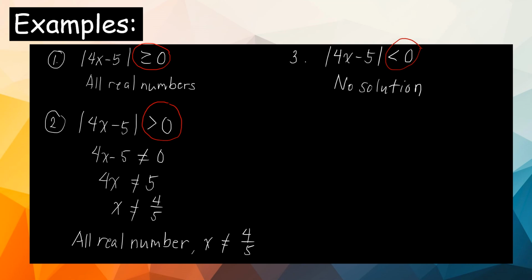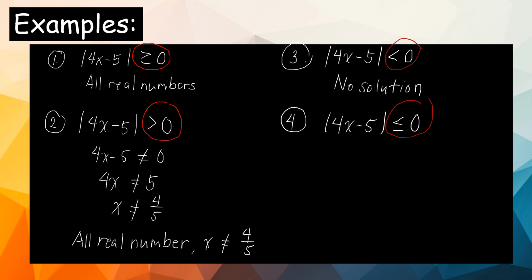Okay, let's have the last example for this. So again, I'll use 4x minus 5. But this time the inequality that I will use is less than or equal to 0. So this is somewhat related to example number 2, right? Where this time, just like the opposite, we added an equal to our given inequality. So this one, if you have less than or equal to 0, you need to follow rule B.